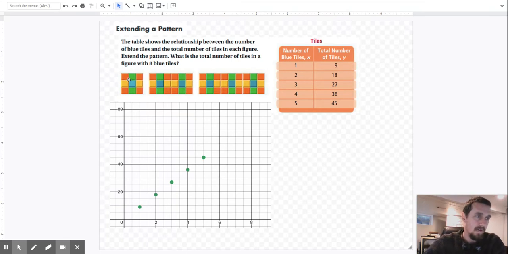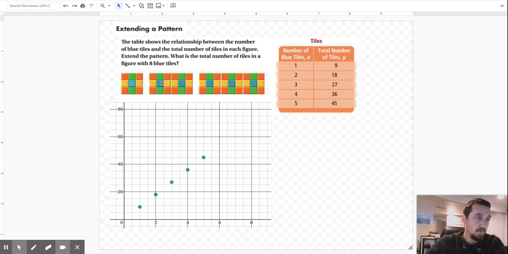So we can see here in this problem that we have a pattern with these tiles. There's a blue tile in the middle, and the blue tile is always surrounded by four orange tiles, two yellow, and two green. So whenever there's a blue tile, there's 8 more tiles around it for a total of 9 tiles.